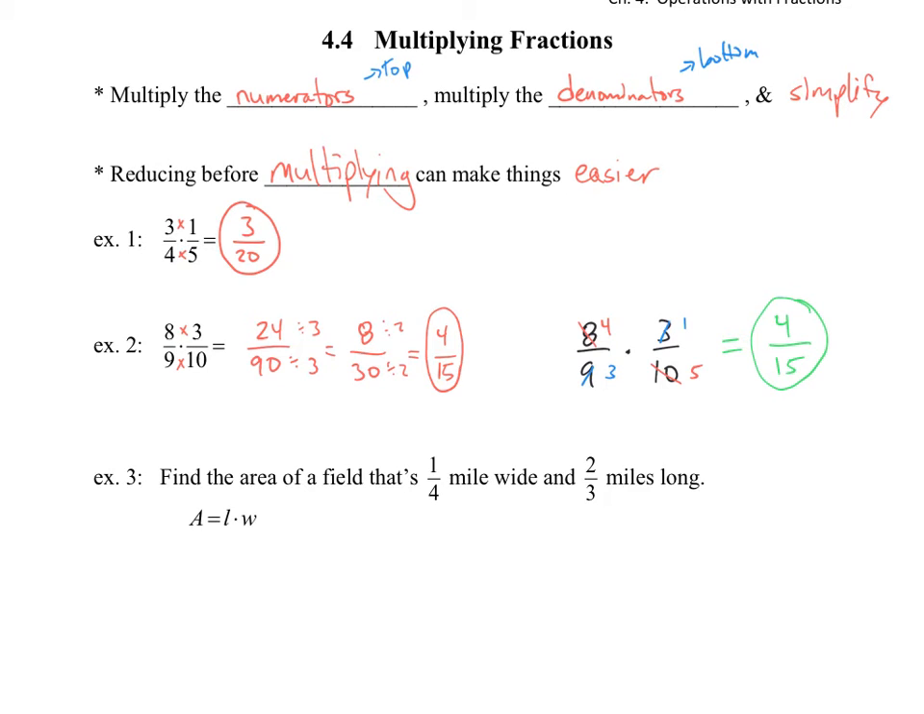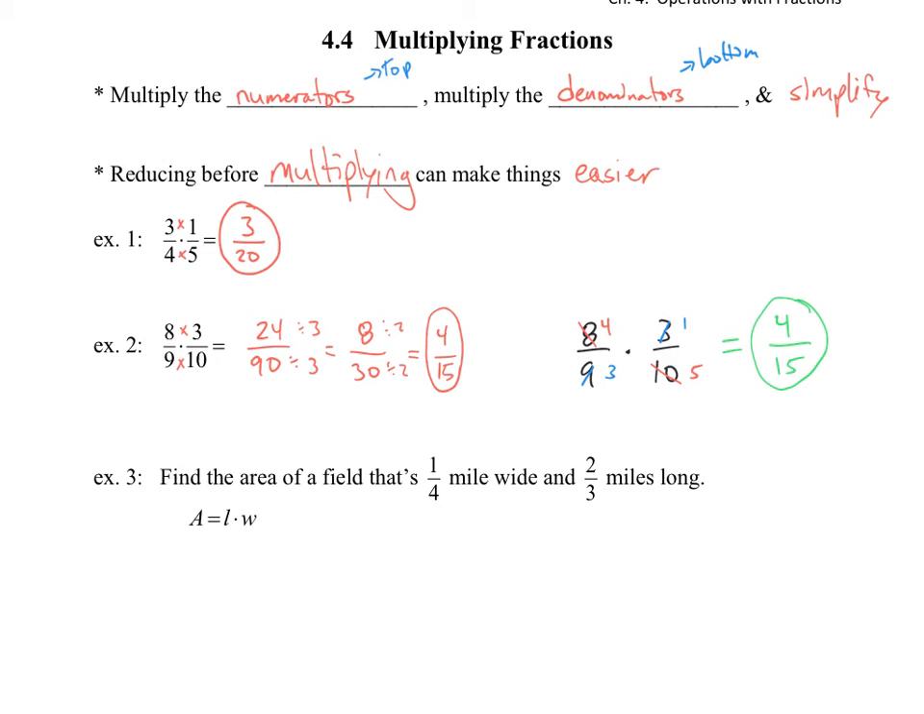So again, I'm looking at the top numbers, the 8 and the 3. Does anything have a common factor with one of the bottom numbers? 2 fits into 8 and it fits into 10. So it fits into 8 4 times, it fits into 10 5 times. So I changed those. And then this one, 3 fits into 3 and 3 fits into 9. So I made it 1 and 3.